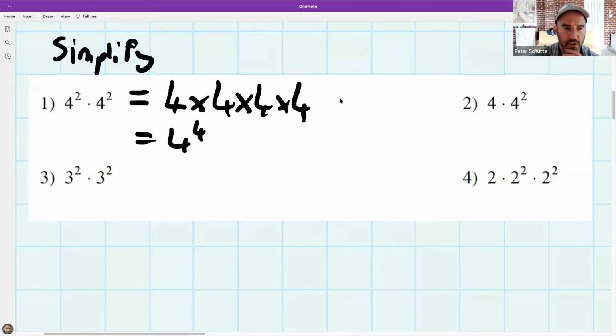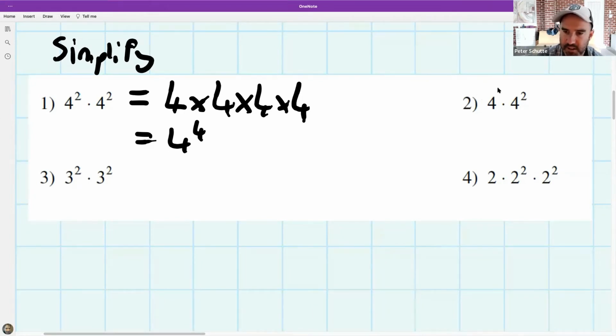So for the very first one, because we've got 4 times 4 times 4 times 4, that should be 4 to the power of 4. Now, normally a big number like that we would just leave it like that. If you want to write it, you could. It's the same as 16 times 16, which is 256. But normally we would just leave it as 4 to the 4, because that's considered simplified. So think about how you can use that to help you in the second one.